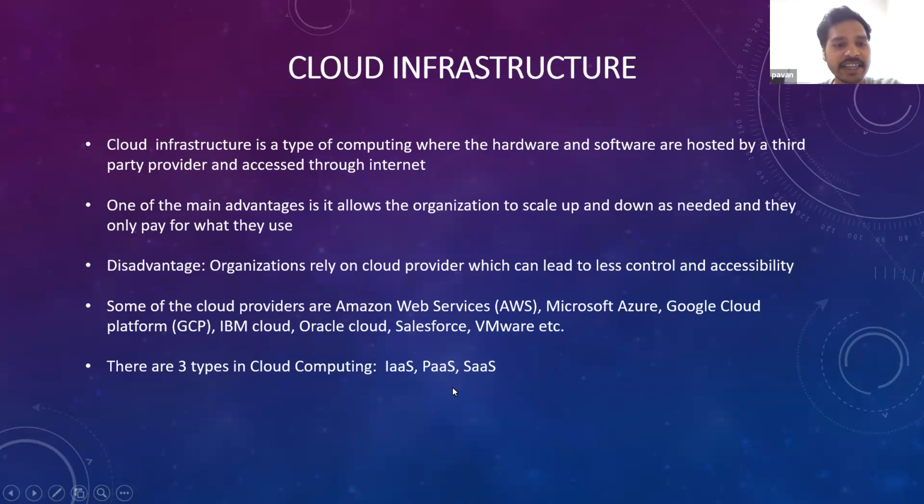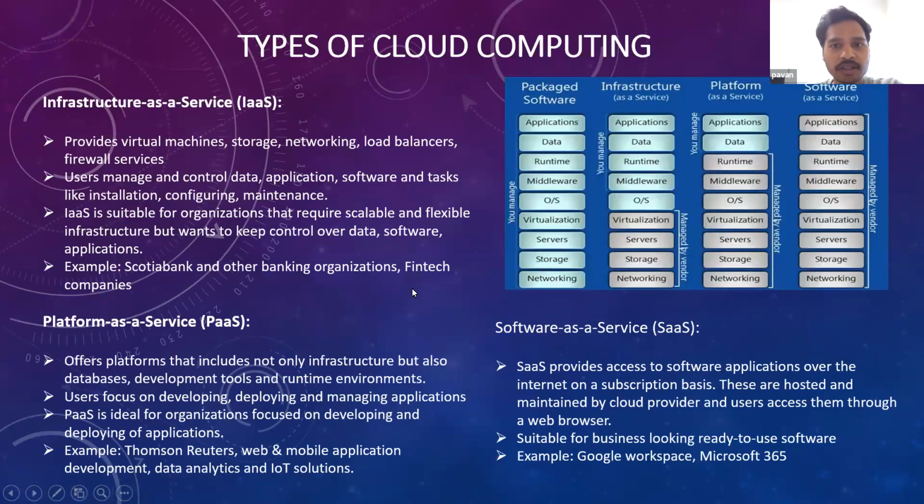There are three types in cloud computing, which are infrastructure as a service, platform as a service, and software as a service. So coming to infrastructure as a service, it provides virtual machines, storage, networking, load balancers, and firewall services. The users manage and control data, applications, software, and tasks like installation, configuration, and maintenance.